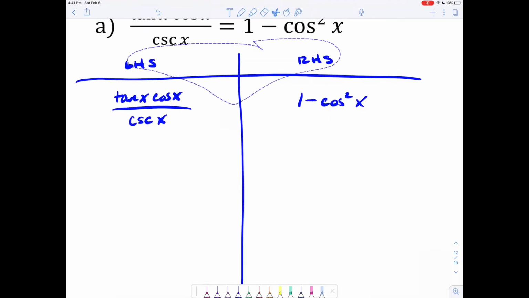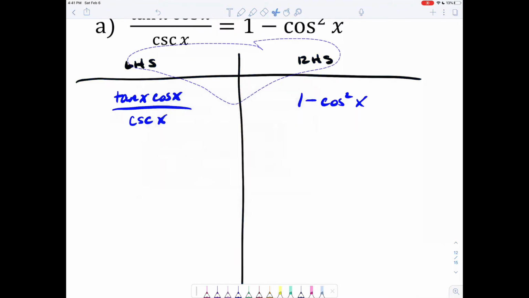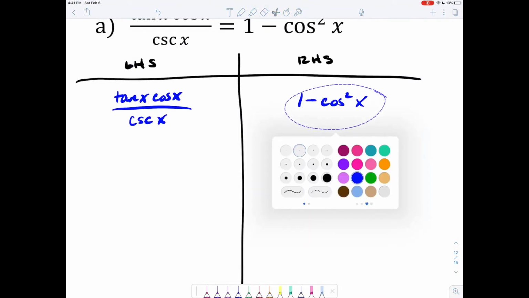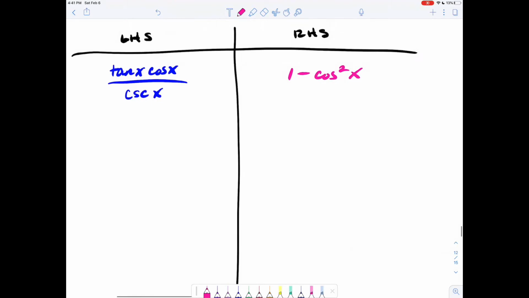So I'm just going to quickly change colors here. Make all those parts black, and I'll make this part pink. I'll just erase it, sorry. I wasn't sure which pink I used. Anyways, what I see on the right side is that I've got 1 minus cos squared x, and I know that to be the same thing as sine squared x. That's from our first Pythagorean identity.